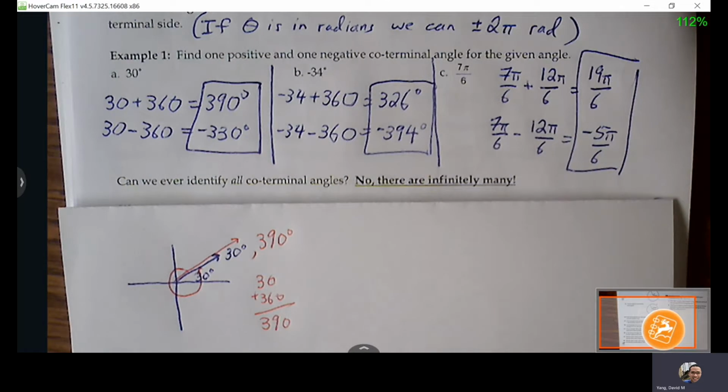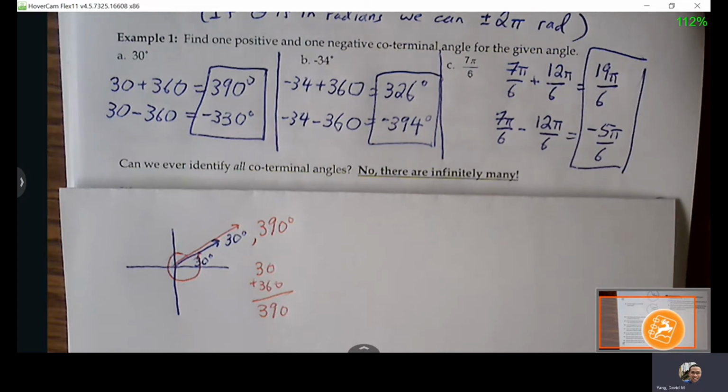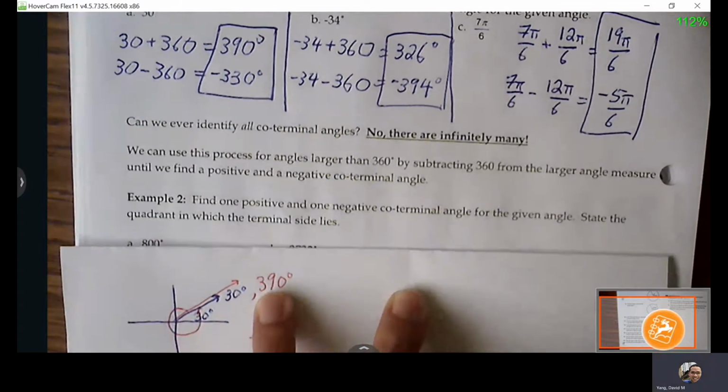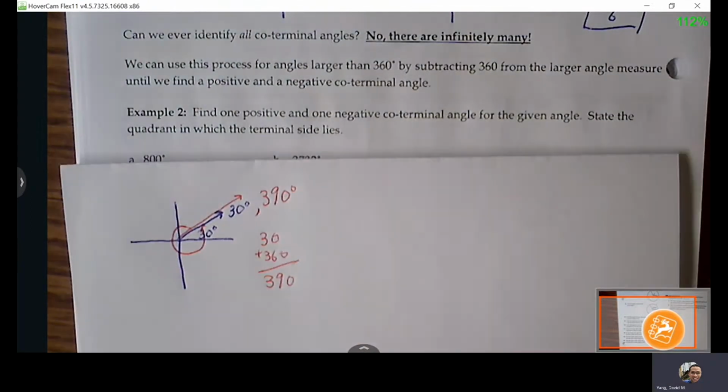Okay, any questions so far? Okay, can we ever identify all the coterminal angles? There's just too many, right? There's infinitely many. We can keep adding 360, keep subtracting 360, so we have infinitely many coterminal angles. Okay, so we'll do some more example problems of measures that are further out. We use this process for angles larger than 360 by subtracting 360 from the larger angle measure until we find a positive and negative coterminal angle.